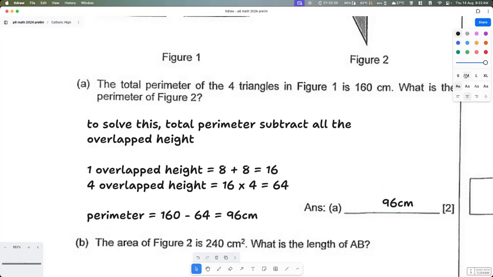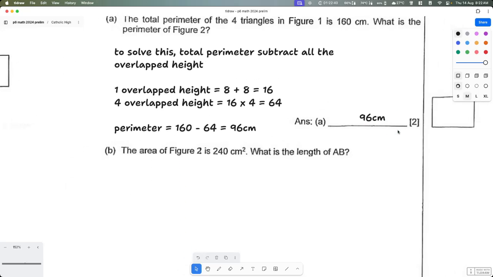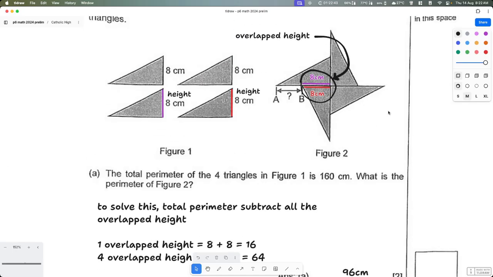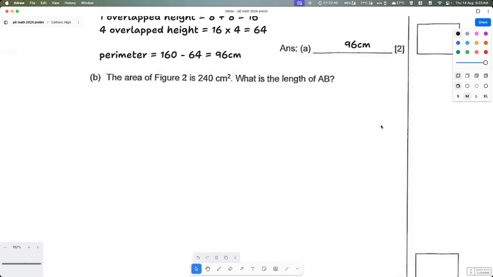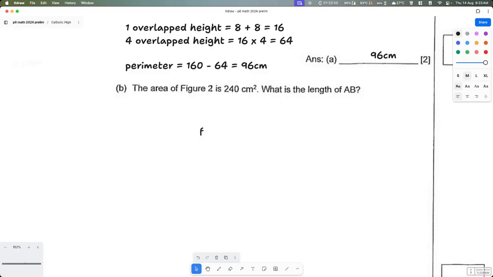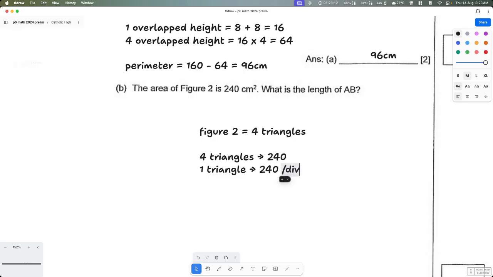Okay, what is it? Small, medium. All right, let's move on to the next question. The area of figure 2 is 240 centimeters squared. What is the length of AB? So we know that figure 2 is equal to 4 triangles. So 4 triangles is equal to 240. One triangle is equal to 240, and then we divide it by 4.